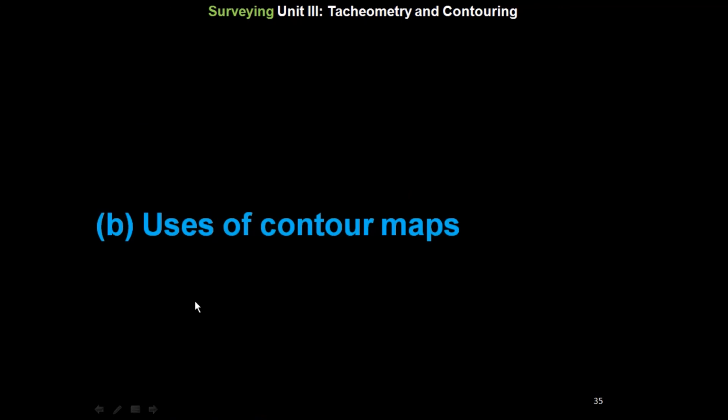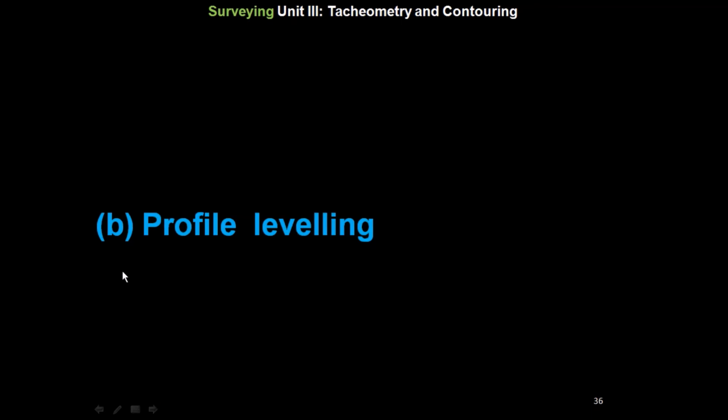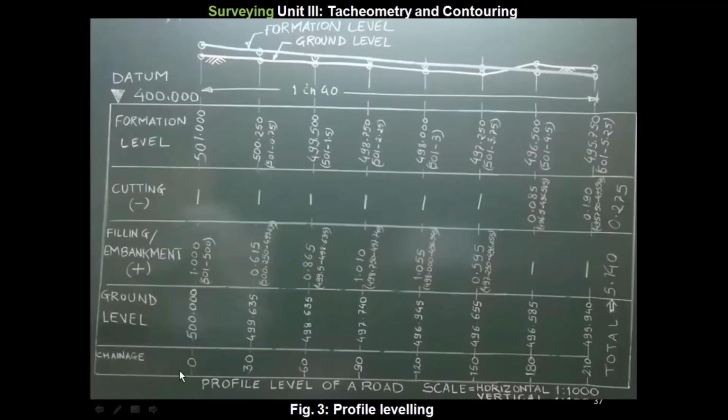Now we will see the profile leveling. So this is the profile leveling which is shown, profile leveling of a road. The scale is taken horizontal 1:1000 and vertical 1:100. The chainage is written 0 meter, 30 meter, 60 meter, like that. Then ground levels are written here. Next is the filling or the embankment, the positive, written here. Then the cutting, if it is minus, is written here.